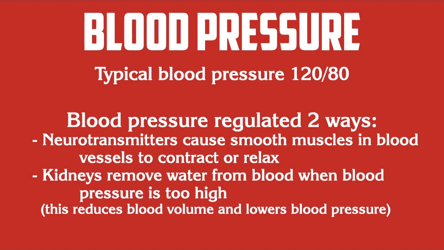Now, normal blood pressure or typical blood pressure is 120/80. That's a healthy blood pressure. It can be a little lower than that if you're very athletic. Blood pressure is regulated in two specific ways, and that's through neurotransmitters that cause the smooth muscle in the blood vessels to contract or relax, so our brain responds. Kidneys also remove water from the blood. So if we have too much water or less water, that's going to impact the blood pressure. So water is removed from the blood when blood pressure is too high. So this will lower the blood pressure.